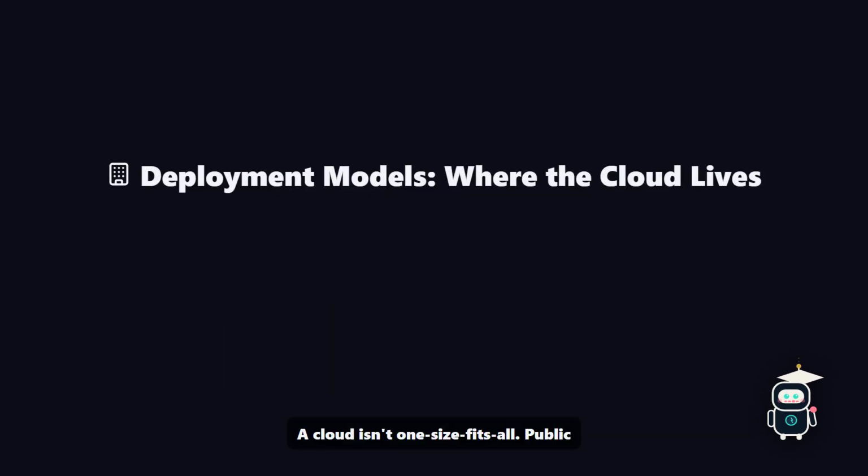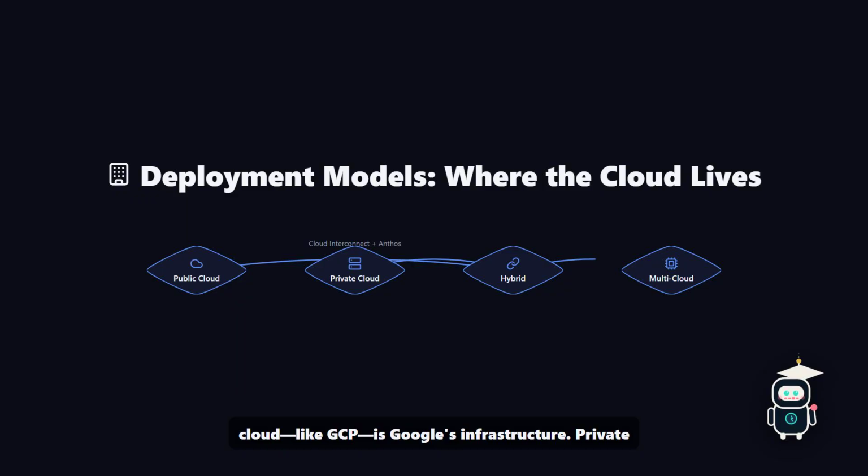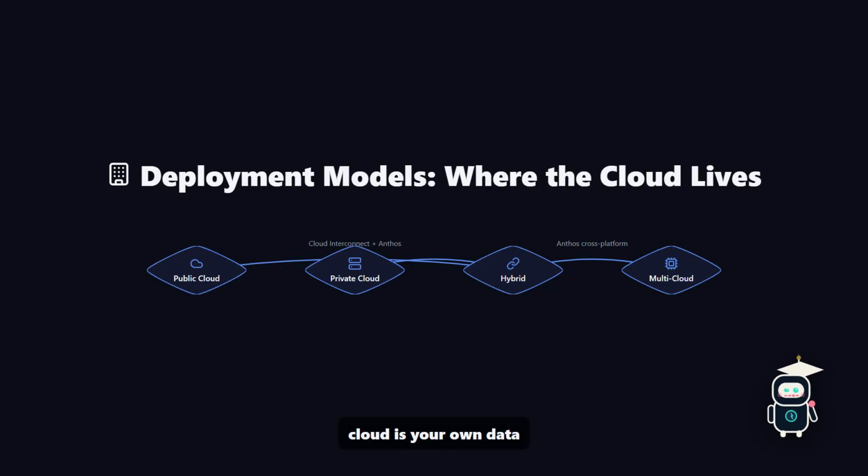A cloud isn't one size fits all. Public cloud, like GCP, is Google's infrastructure. Private cloud is your own data center. Hybrid links them together, often through Cloud Interconnect and Anthos. Cloud Interconnect is GCP's dedicated high-speed connection between your on-premises network and Google's network, making hybrid truly seamless. Multi-cloud layers in a second public provider, like running GCP and AWS side by side. Anthos is GCP's Swiss Army knife for managing all these in a single pane.